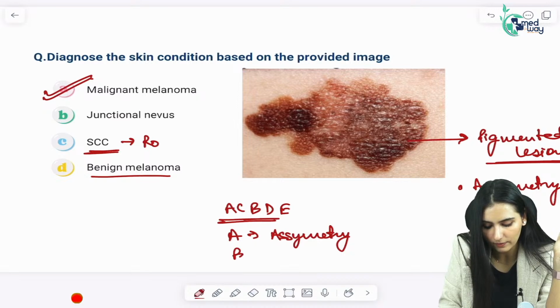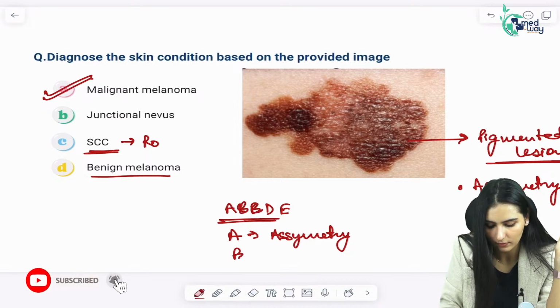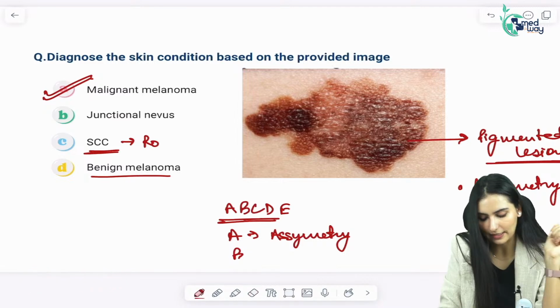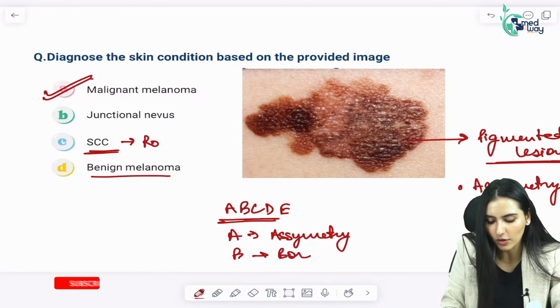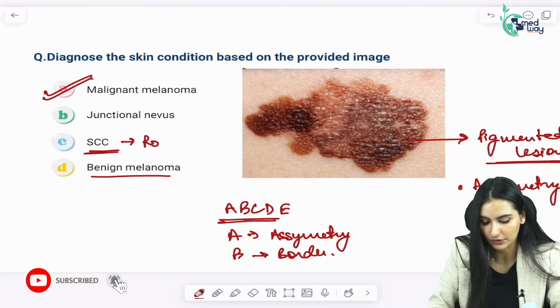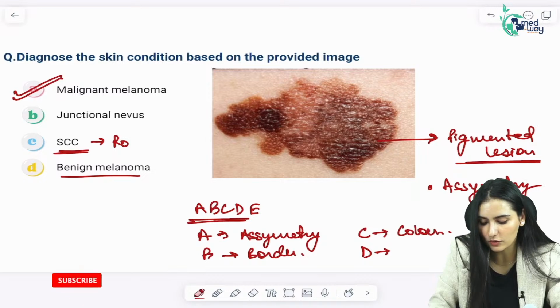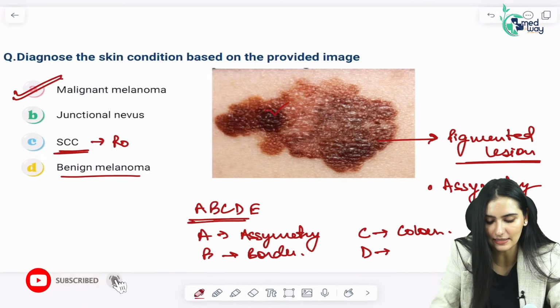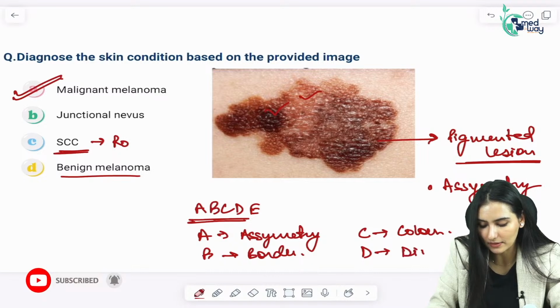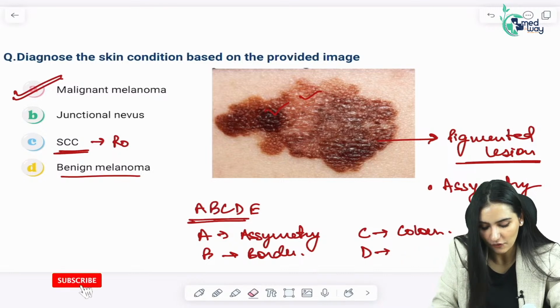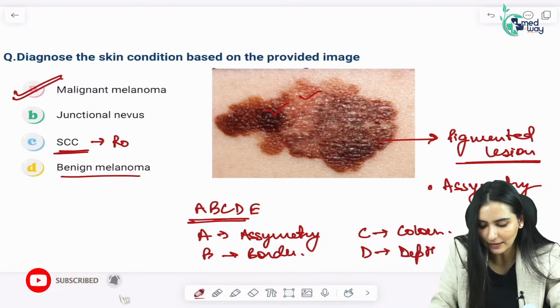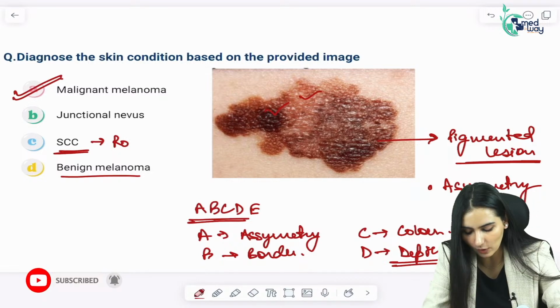What is B? Okay, my bad, A, B, C. Okay, so A, B, C, D, E. What is B? B is the border being irregular. The border is irregular here. What is C and what is D? C is the color. Color is also not uniform, somewhere it is dark, somewhere it is light. What is D? D is the diameter. D is the depth. My bad. D is the depth of the lesion, which you cannot see by yourself, but as clinicians we can make out that D is the depth.